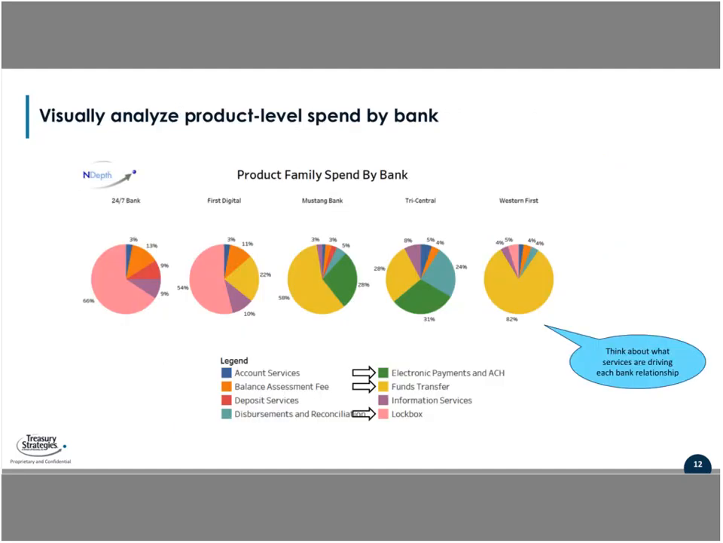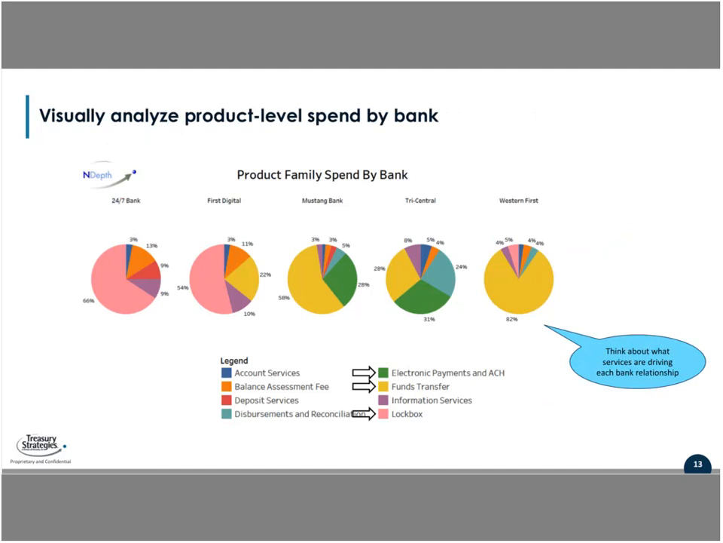Another way to look at this information is visually. And I am a visual person. I like looking at things visually. It helps me think of different ways that I might be able to improve my network. And again, what I want to focus on is my high spend products, which I've highlighted with some black arrows down on the bottom of this chart.